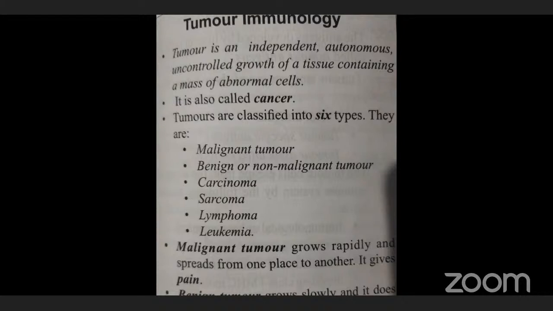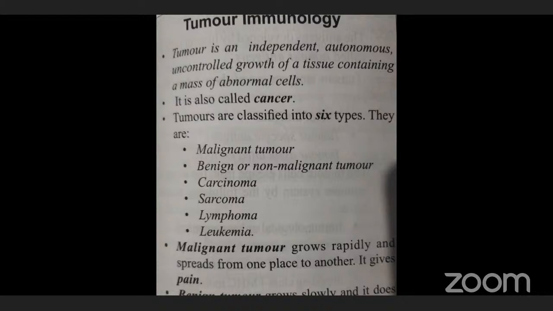Sarcoma. Sarcoma means the tumor arising from the mesenchymal tissues, meaning connective tissue, and endothelial cells. The tumors arising from the connective and endothelial cells are called sarcoma. The next, lymphoma. Lymphoma means a tumor arising from the lymphoid tissues. It is called lymphoma.